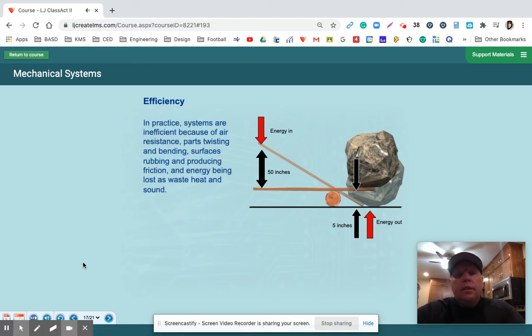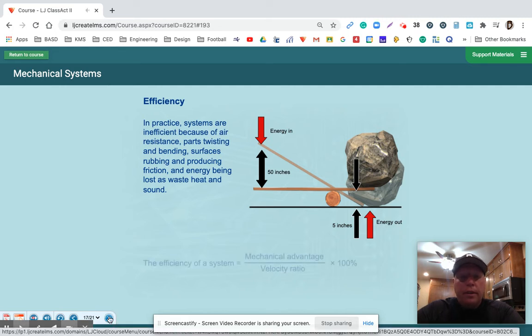In practice, systems are inefficient because of a lot of factors, such as wind, parts twisting and bending, surfaces rubbing, producing friction, energy being lost as waste, heat, and sound. So this rock isn't perfectly round. It's got inefficiencies with the friction that it produces, the wind that might be coming around, maybe even if you're on some sort of incline down below. So we don't live in a perfect situation for things to be efficient.